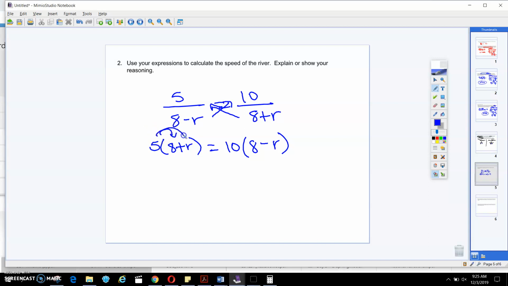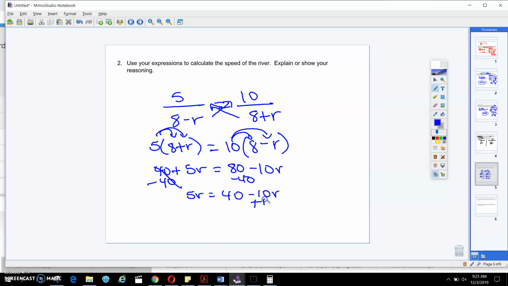So if we solve this, we're going to distribute, and that's going to give us 40 plus 5r on this side, and 80 minus 10r on this side. So now we're going to solve. We're going to subtract 40 from both sides. That's going to give us 5r on this side equals 40 minus 10r. We're going to add 10r to both sides. That's going to give us 15r equals 40. Divide by 15 on both sides. So r is going to equal 2.67 kilometers per hour.